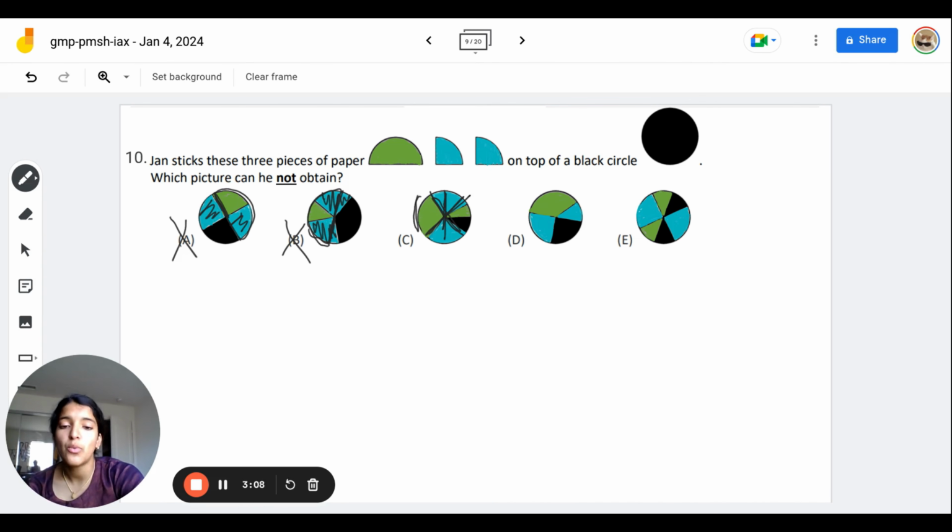But there is no way that they could have the green portion right over here. So it means that C could not be made, so our answer is C. If you try out the rest of the equations, you can also see that those are totally possible with the semicircle and the quarter circles.